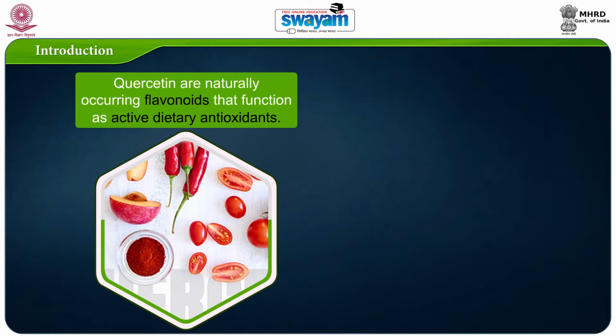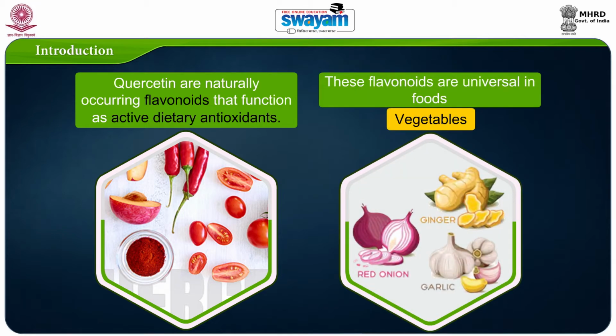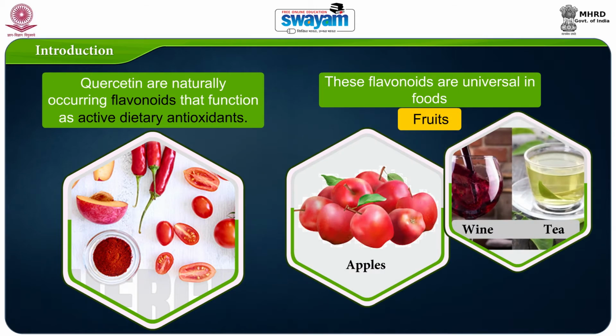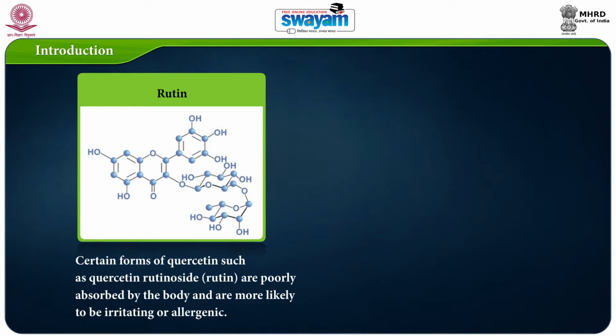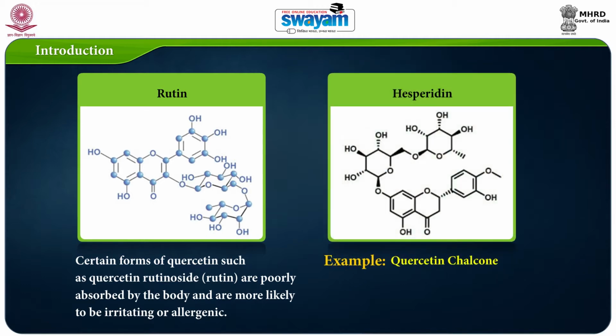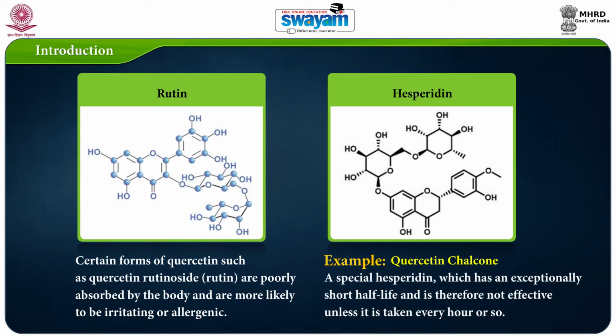Learners, quercetin is a naturally occurring flavonoid that functions as an active dietary antioxidant. These flavonoids are universal in food including vegetables such as onion, garlic and ginger, fruits such as apple, and in tea and wine. All quercetins however are not equal. Certain forms of quercetin such as quercetin rutinoside are poorly absorbed by the body and more likely to be irritating or allergenic. Another example of quercetin is chalcone, a special hesperidin which has an exceptionally short half-life and is therefore not effective unless it is taken every hour or so.